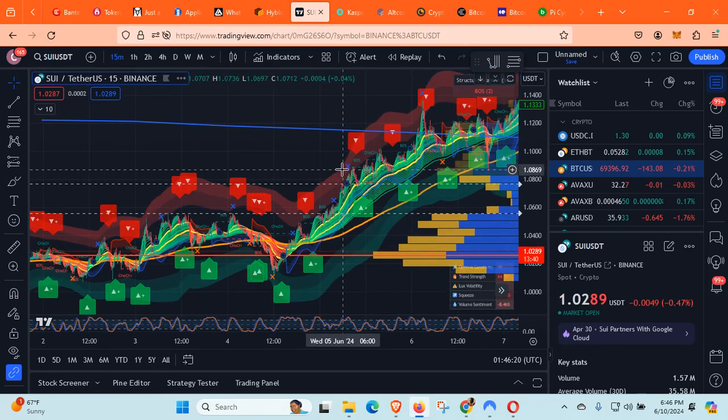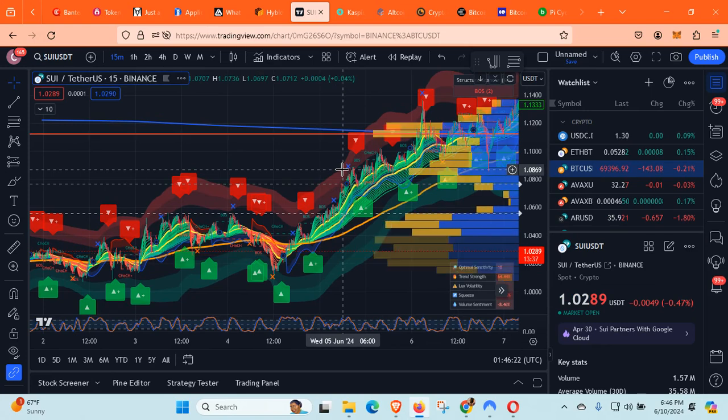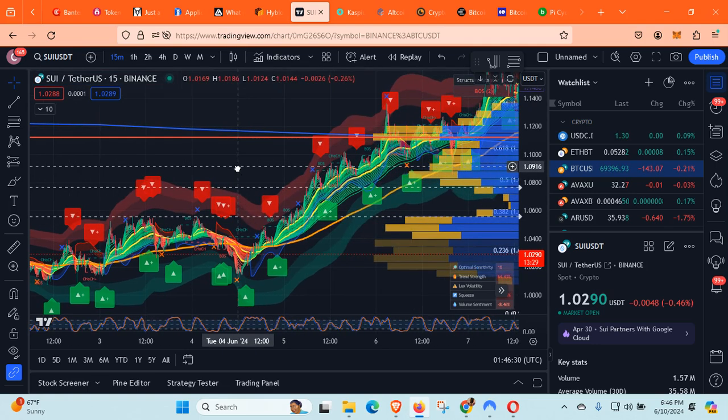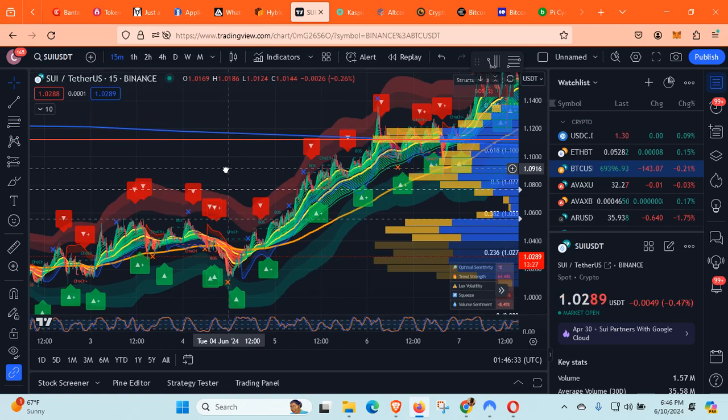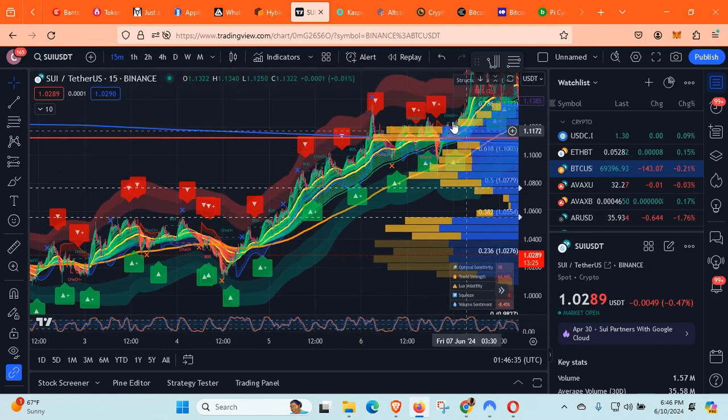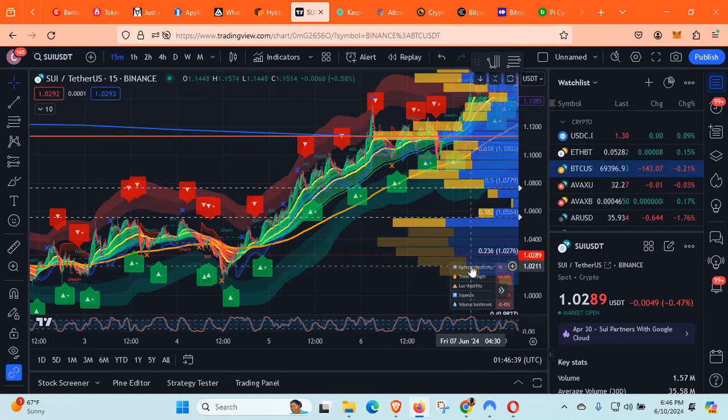We want to make sure that we trade the 2 yellow EMAs as your retest area, okay? So let's see how this would work and how I successfully traded this over a couple of days, and it turned out to be quite good. You can see I've added the volume profile indicator, which I showed you in the last video.